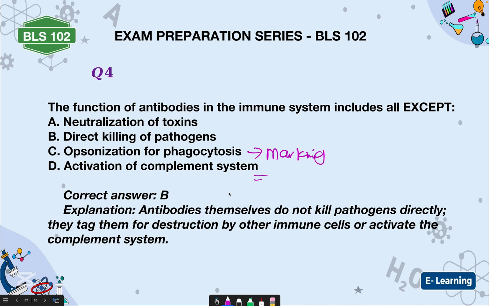Their own is just to come mark you so that when the killer cells, the natural killer cells, see you, they just kill you. Now, antibodies themselves do not kill pathogen directly. They tag them for destruction by other immune cells or activate the complement system.